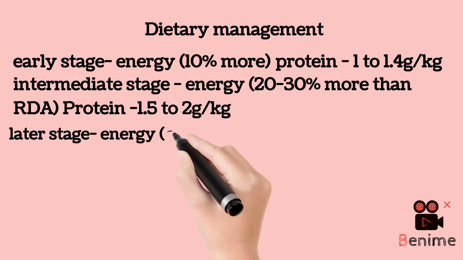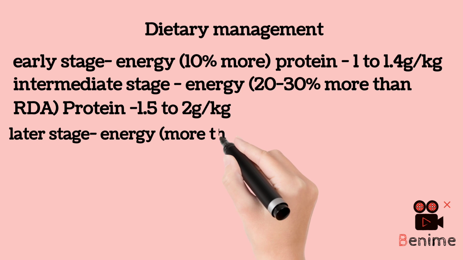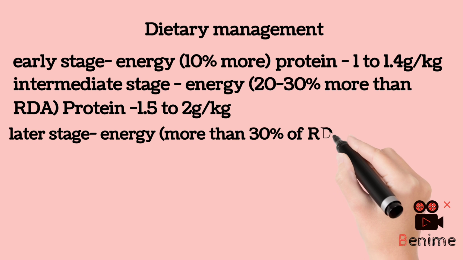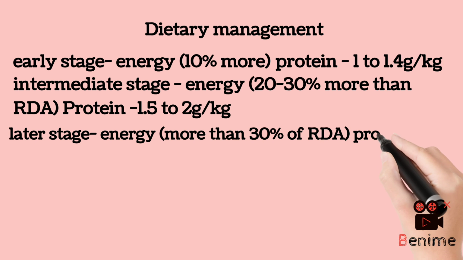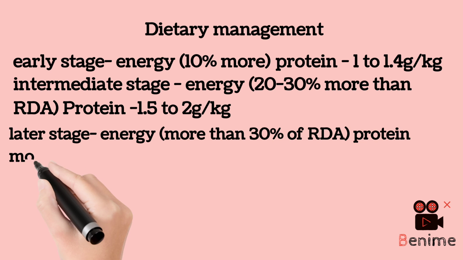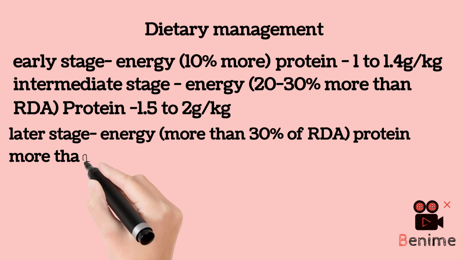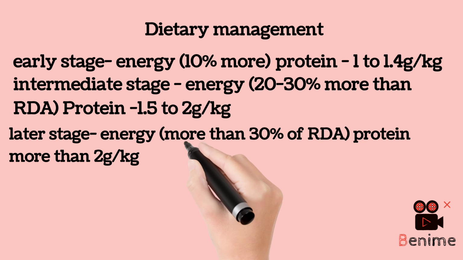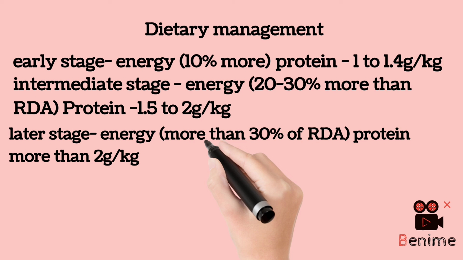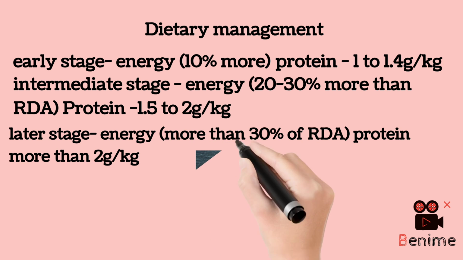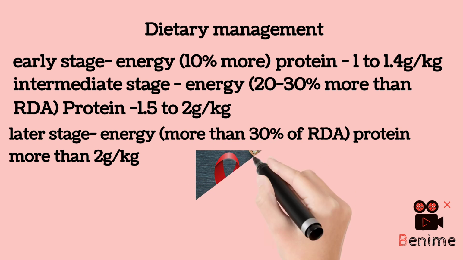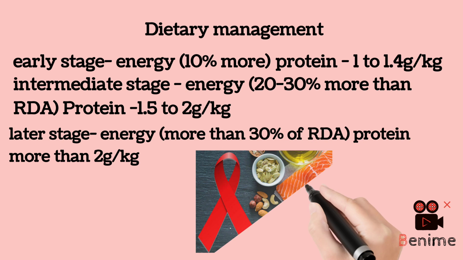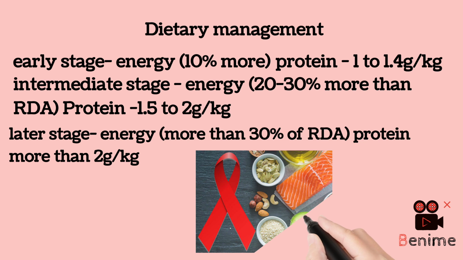And at the later stage, the energy requirement should be 30% and more of the recommended dietary allowance, because these people will easily get pneumonia, candidiasis, which is a fungal infection, and tuberculosis as well. The protein should be more than 2 gram per kg body weight to manage these infections. Beyond this, colorful vegetables rich in antioxidants can be emphasized for these patients. There is no specific elimination diet for these people, so they can eat everything.